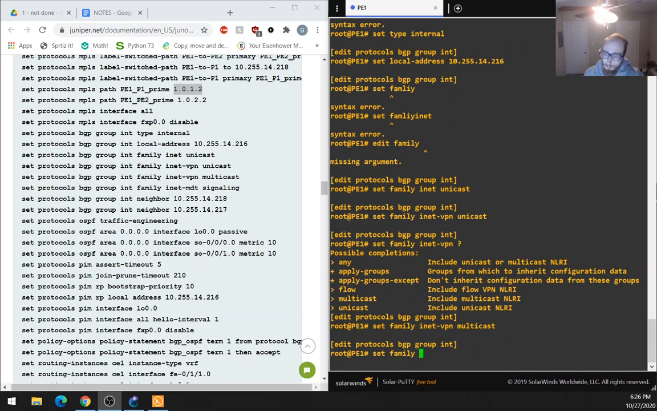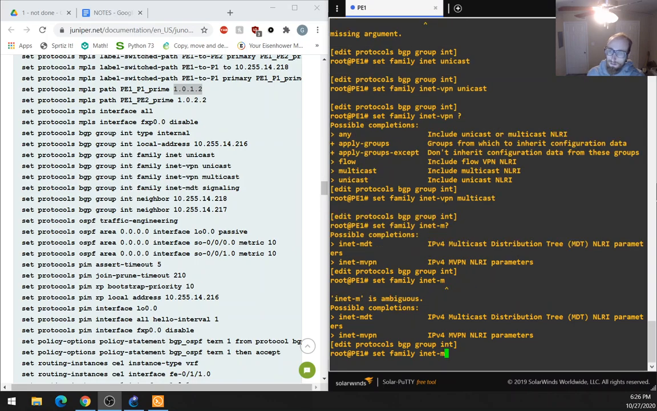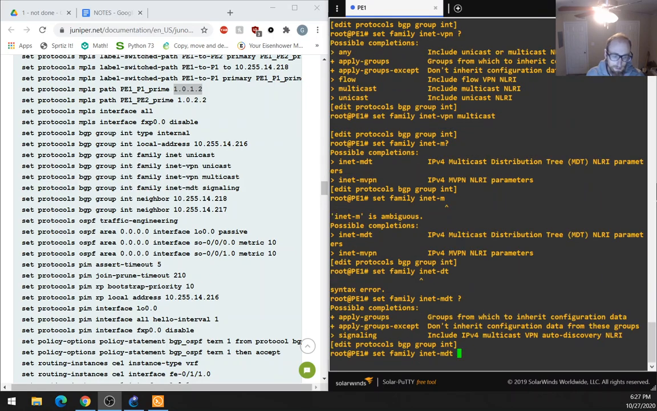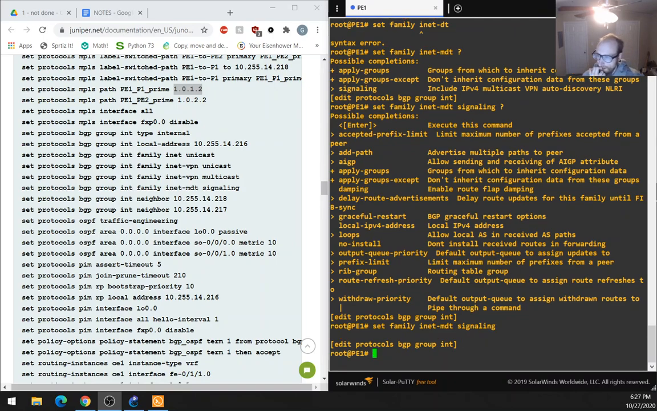So looks like we need one more address family, inet-MDT. So IPv4 multicast distribution tree. So we need to turn that on. Signaling, include IPv4 multicast, VPN, auto discovery, and NLRI. Okay.